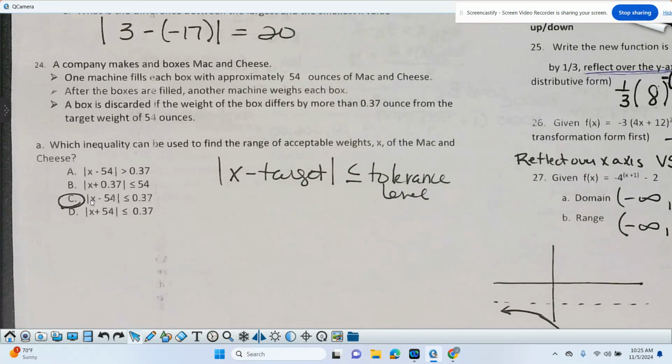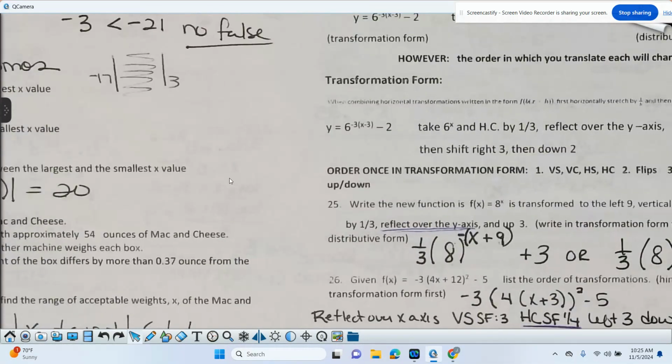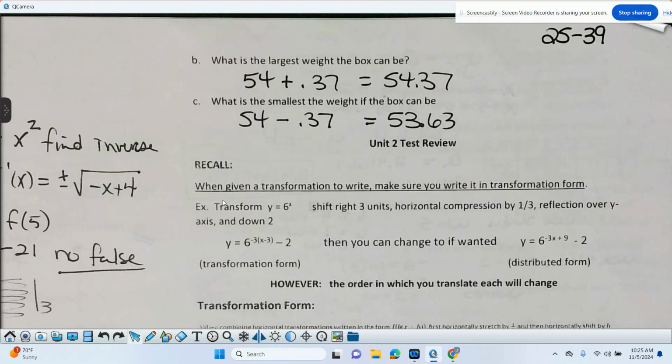Coming over here, it's always got to be the x minus. How much is that box off by? Well, whatever the x is, whatever the box weighs, minus what it's supposed to weigh is going to tell me how much it's over. So C is my answer to that question. Then the same kind of questions are being asked, this is the same question is what I'm trying to say. So the largest weight that box can be would be the ideal weight, which was 54, or your target weight, plus that tolerance level or minus that tolerance level.